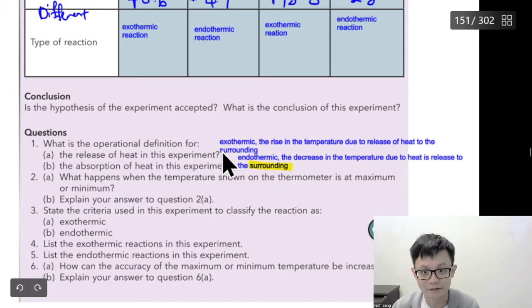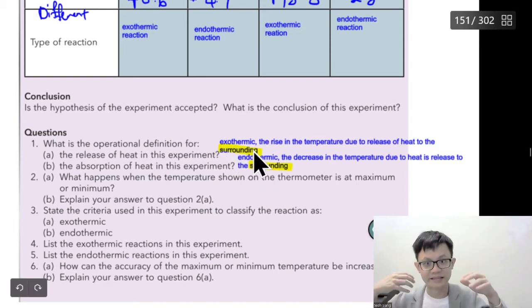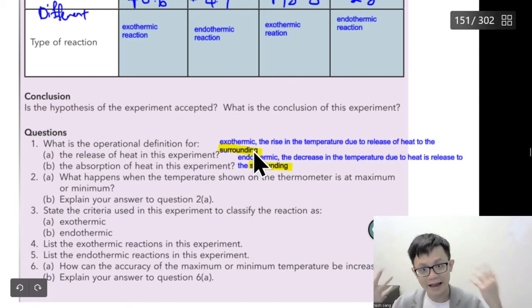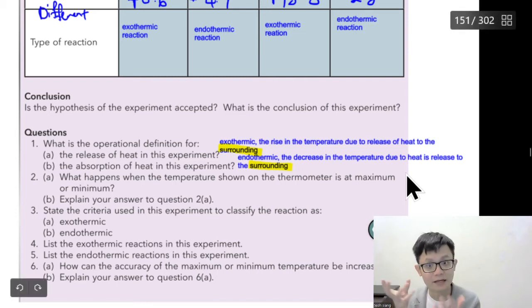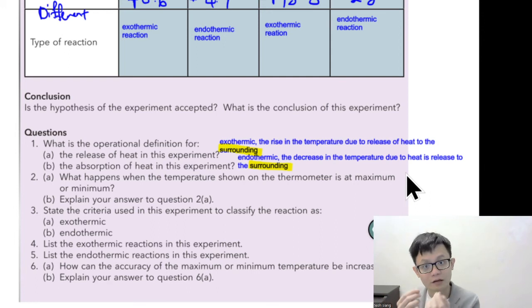Very important, surrounding means the surrounding, usually the air. Because if you just say heat is released, heat is absorbed, then it doesn't really mean anything. You absorb from where? From the surrounding, or you absorb from the fire? You get what I mean or not? Because the water becomes hot because the water absorbs heat from the fire, and then the water becomes cold because heat is released to the surrounding, correct or not?